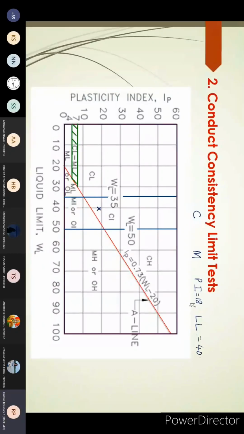Okay, so I'll just give one more example. Say if plasticity index is 20, and liquid limit is 55. Then somewhere here, so this fine grain soil is MH. So you'll directly get it from this.